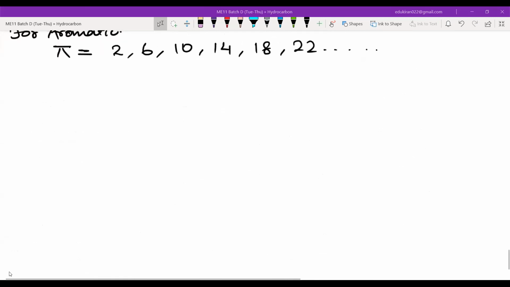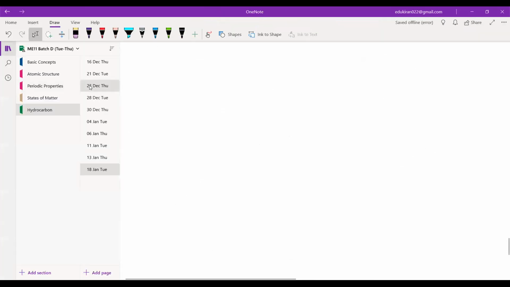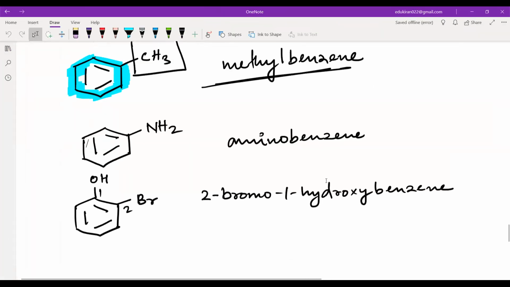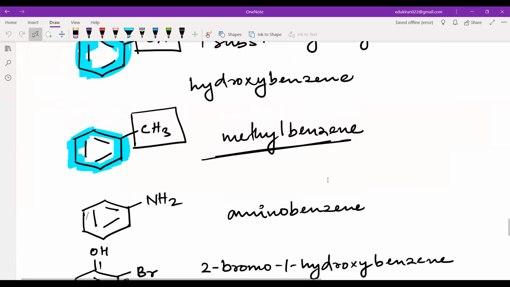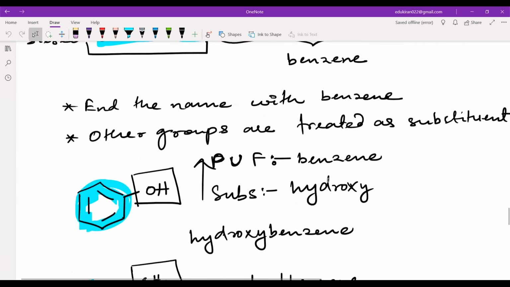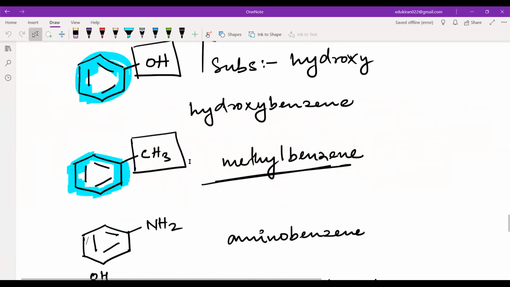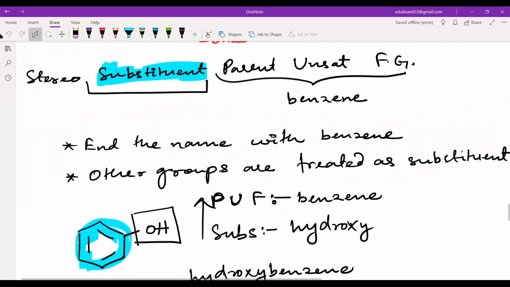Okay. Now let us go on and write about the nomenclature of benzene and benzene derivatives, because I think we did not do many questions on benzene when we did nomenclature. We did, but not many. But you remember how we have to name it, the parent will be benzene.